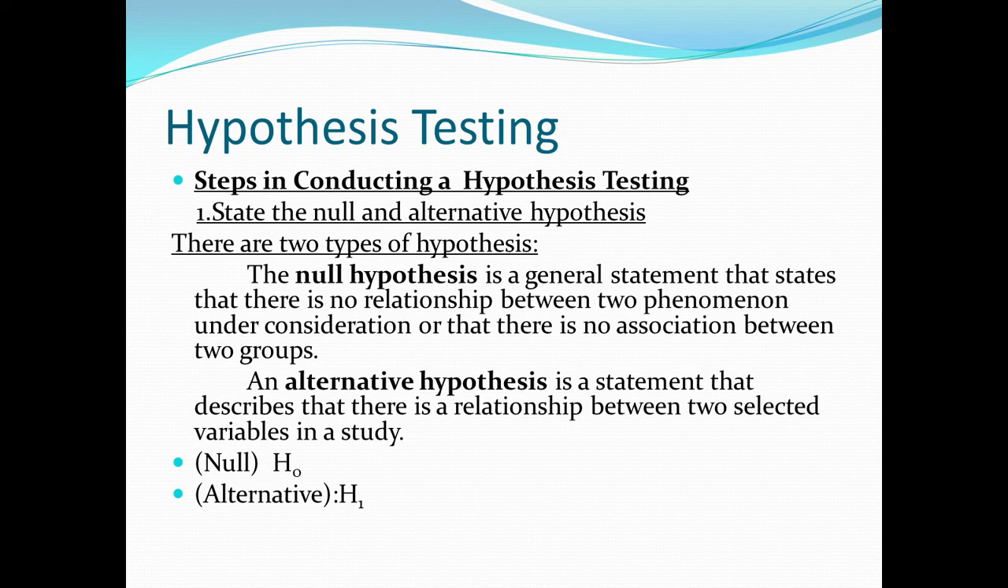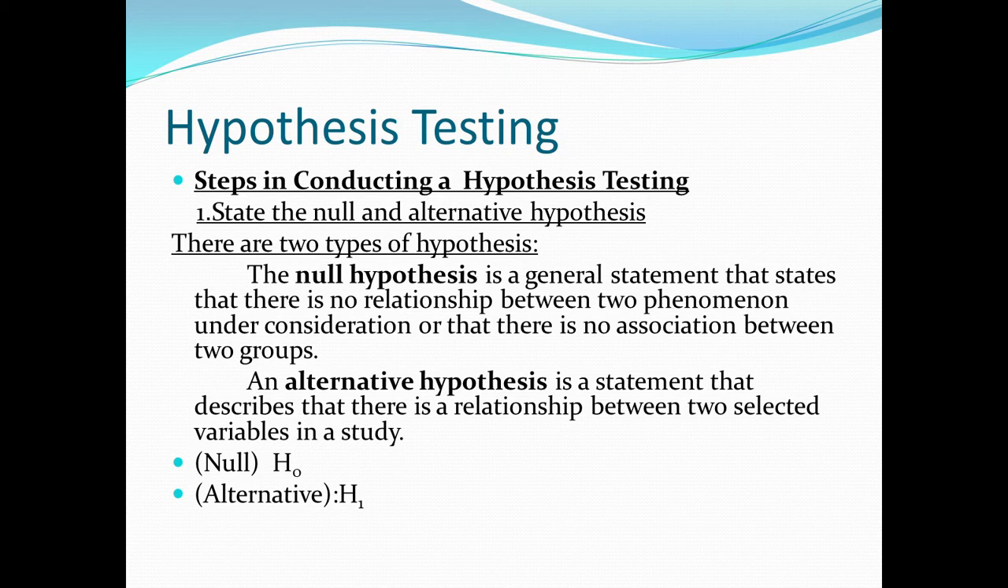Kung yung null hypothesis, ina-assume natin na walang relationship yung mga variables, walang differences. Dito naman sa alternative hypothesis, ina-assume natin, okay, na may relationship or may differences yung bawat variables. But then, hindi pa natin siya kine-claim as a statement. Kaya nga siya hypothesis, di ba? Assumption lang natin sa magiging result ng research natin. So, yun yung dalawang kailangan meron sa quantitative research.